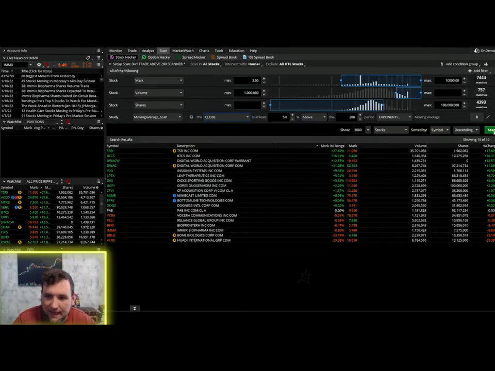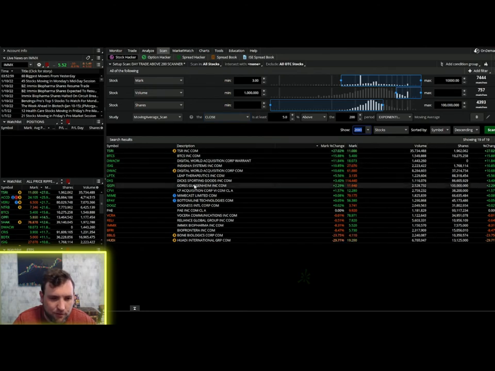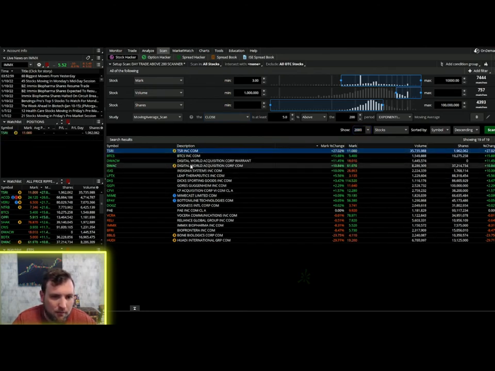So when we hit scan, you always want to show 2,000 because you want to show as many possible stocks from your scan, but this only brought up 19 stocks. So not a lot, but just in case, always mark it as 2,000. I'll look at the scanner and go down through here and throw all of these on my watch list.